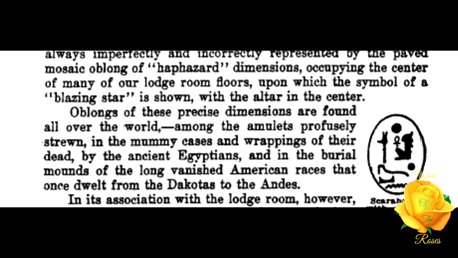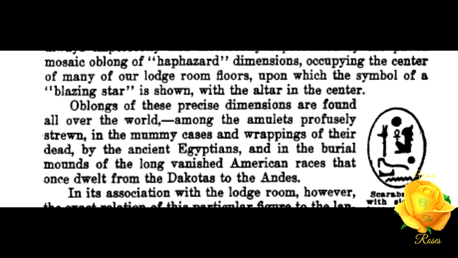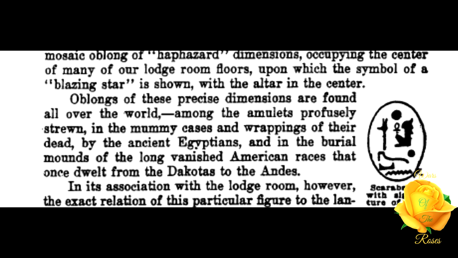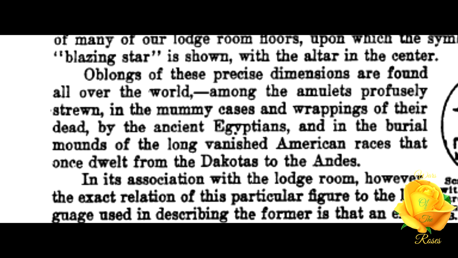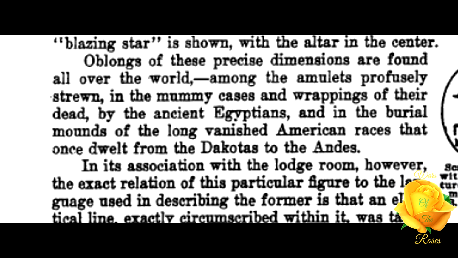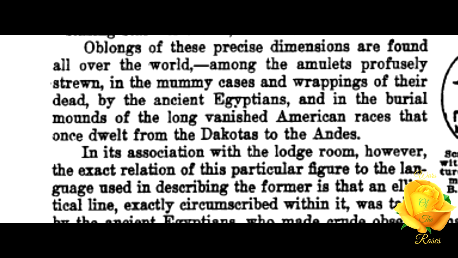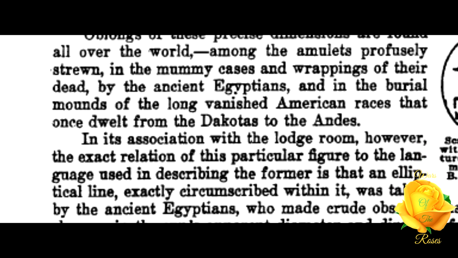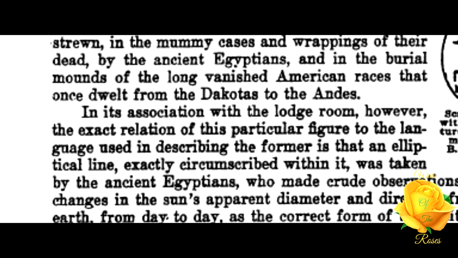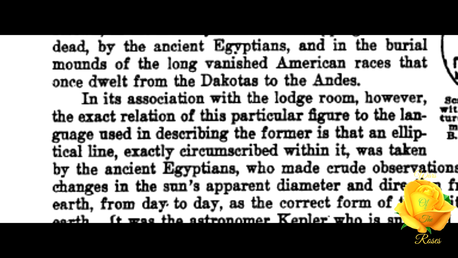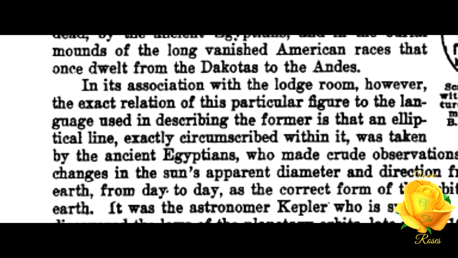center of many of our lodge room floors, upon which the symbol of the blazing star is shown with the altar in the center. Scarabaeus with signature of Ramses II, BC 1330. Oblongs of these precious dimensions are found all over the world, among the amulets profusely strewn in the mummy cases and wrappings of their dead by the ancient Egyptians, and in the burial mounds of the long-vanished American races that once dwelt from the Dakotas to the Andes.